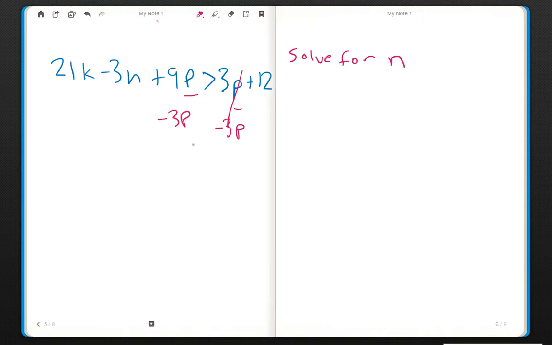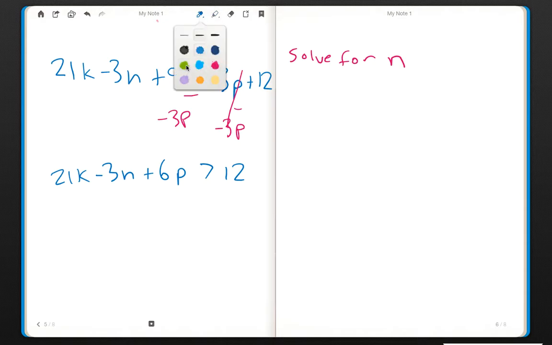These will cancel. We're left with, go back to blue again, red seems so angry, 21k minus 3n greater than, 9 minus 3 is plus 6p, and what's left over here is just 12. Okay? Now let's get our n all by itself. I'm going to write n in a different color so we can see how we need to isolate it.